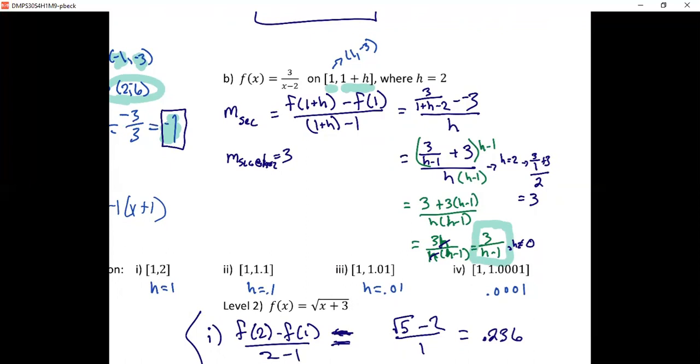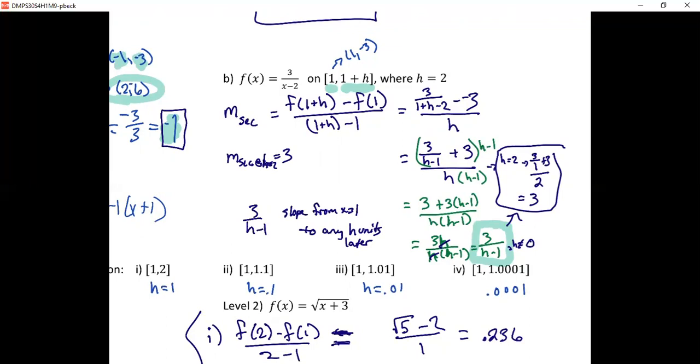So I'm assuming you can work through a lot of that math. I'm not saying it's easy and fast, but that expression 3 over h minus 1 is special because it represents the slope from the x value of 1 to any h units later. In this case, I wanted h to equal 2. So if h equals 2, I can plug it in right here and get 3 over 2 minus 1, which is 3.